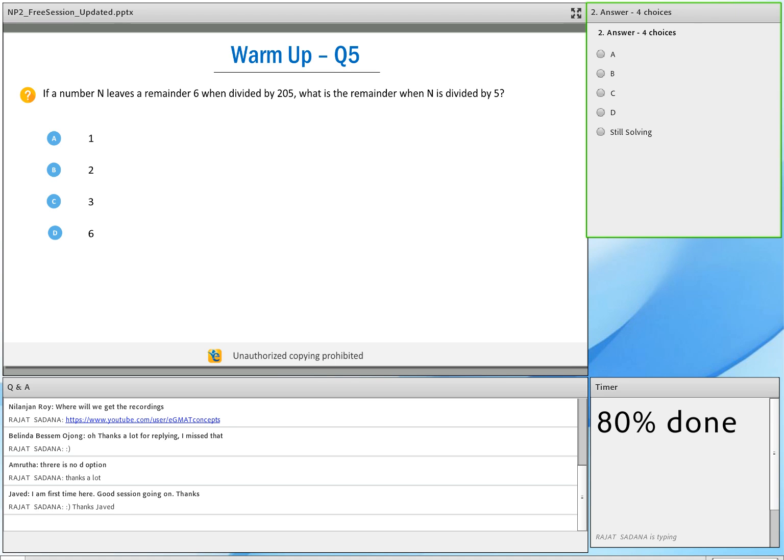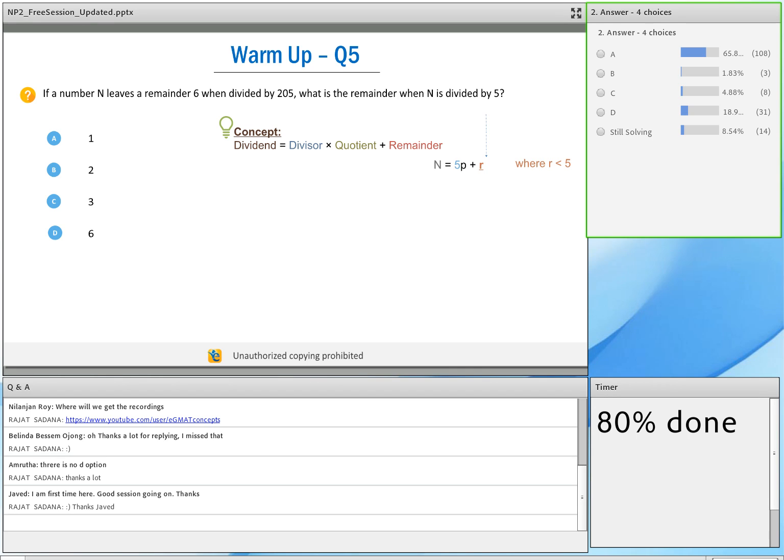All right, class, 80% of you are done. Let's get those answers in. 3, 2, and 1. Let me end the poll and broadcast the results. So, a very similar concept. We're going to use the concept where dividend is divisor times quotient plus remainder. What we are asked is, how can we express n in terms of 5p plus r, where the divisor is 5 and r is the remainder. Now remember, there's an implicit constraint over here, which is that the remainder must be less than the divisor.